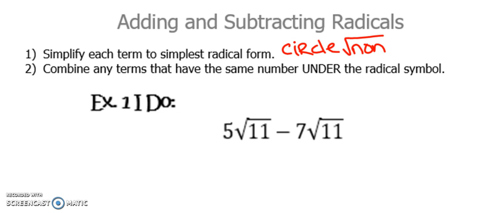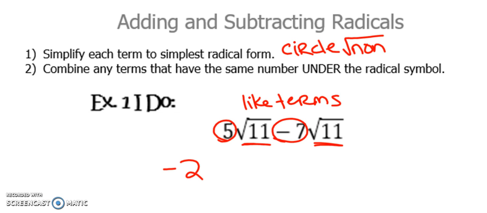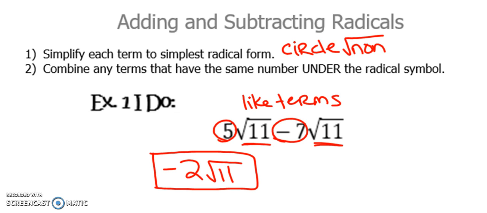So if I look at example problem number 1, we have 5 times the square root of 11 minus 7 times the square root of 11. Since the numbers underneath the radical symbol are the same, these are going to be considered like terms. So we're going to do our coefficients. 5 minus 7 gives me negative 2, and we're going to keep the square root of 11. We're treating the square root of 11 like it is a variable. We don't combine x and x and say it's x squared. You would say 2x. In this case, it's the square root of 11, so 5 minus 7 gives me negative 2, and we keep the square root of 11 there.